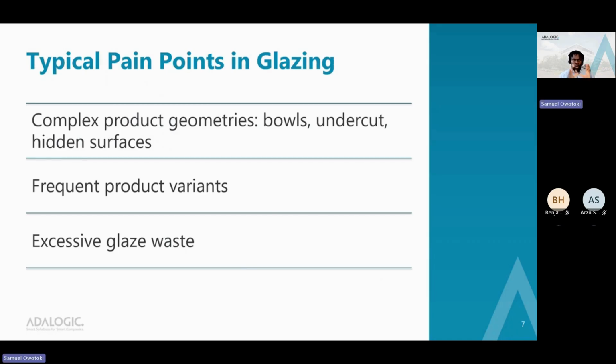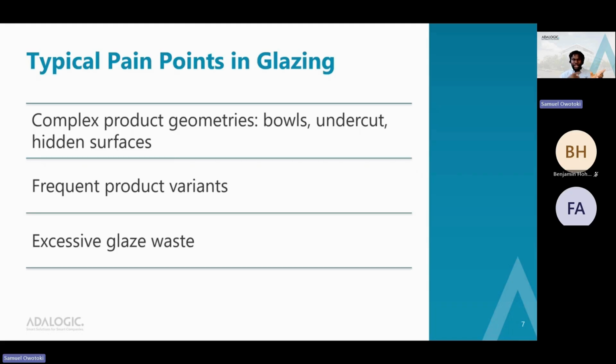So what are the typical pain points in glazing, right? First off, we have complex product geometries, right? So we have bowls, undercuts, hidden surfaces. In sanitary ware production, due to advancement, we have various product geometries. Some of the most complex are the beaded urinals and also the smart toilet with various difficult undercuts and traps to glaze, right? Because of this difficulty in getting there, it has always been a typical pain point in glazing.